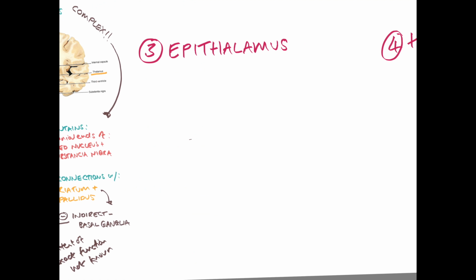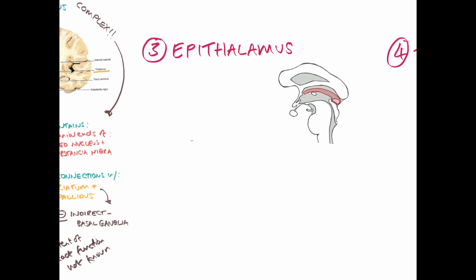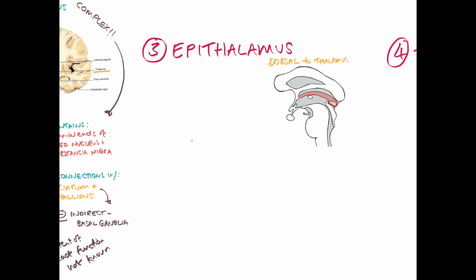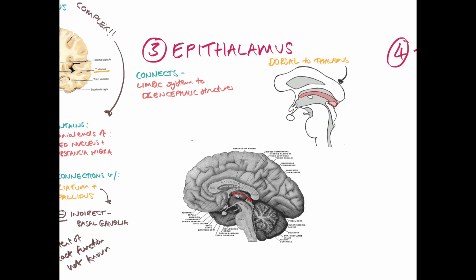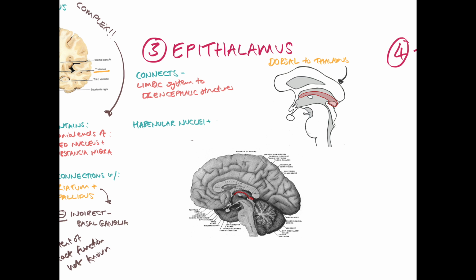Now we'll take a look at the epithalamus. Here's an image that shows the epithalamus, which lies dorsal to the thalamus. The epithalamus connects the limbic system with the diencephalon. It contains some specific structures that we'll look at now.